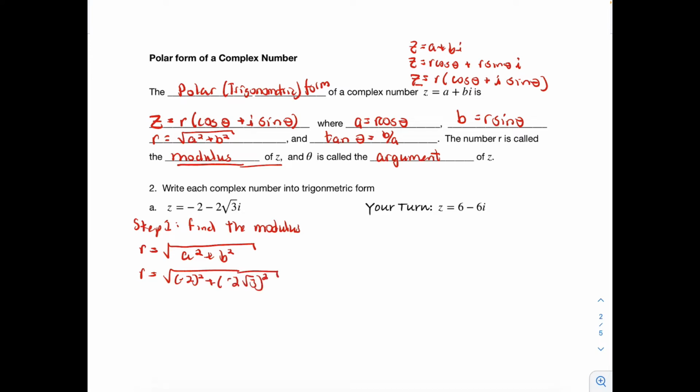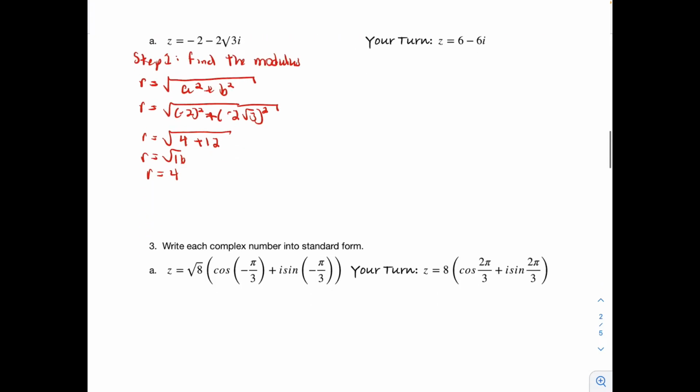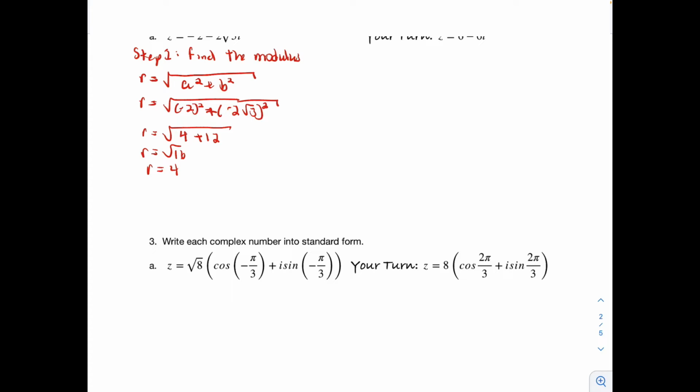All right, so 2 squared is 4. Negative 2 squared is 4. Square root of 3 squared is 3. 4 times 3 is 12. So this gives us the square root of 4 plus 12, or the square root of 16, which is simply 4. Okay, so we know our modulus is 4.